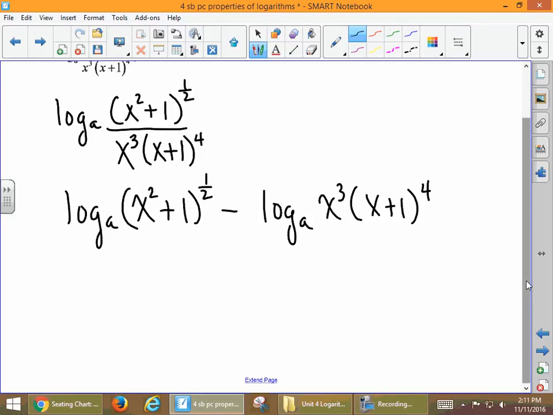Well, we still have a ways to go on this one. We've got this 1/2, and we're going to bring it out to the front using our power property of logarithms. So that's going to be 1/2 times log base a of x squared plus 1.